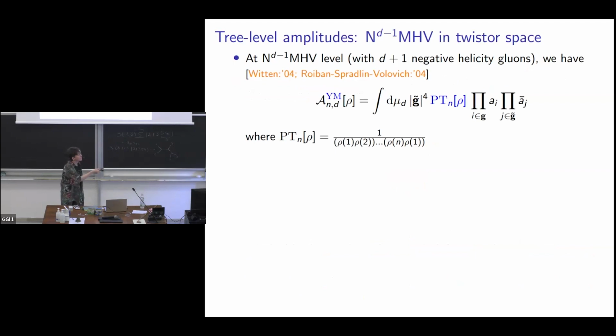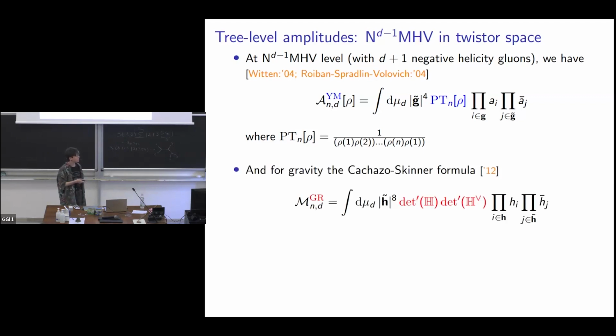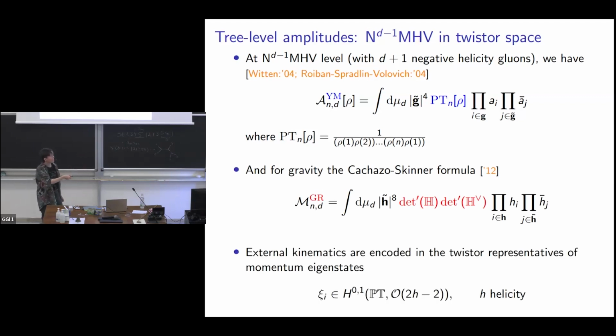But the key point is that this Parke-Taylor term looks very similar to the usual Parke-Taylor MHV formula. It's just that we have some different product here. And for gravity, we have the Cachazo-Skinner formula, which is now given in terms of two of these reduced determinants integrated over something that I'll explain later. And all of our external kinematics are encoded in these things, which you don't have to worry about for now. But yeah, these formulae at d equals 1 just reduce to the Parke-Taylor formula and Hodges formula.